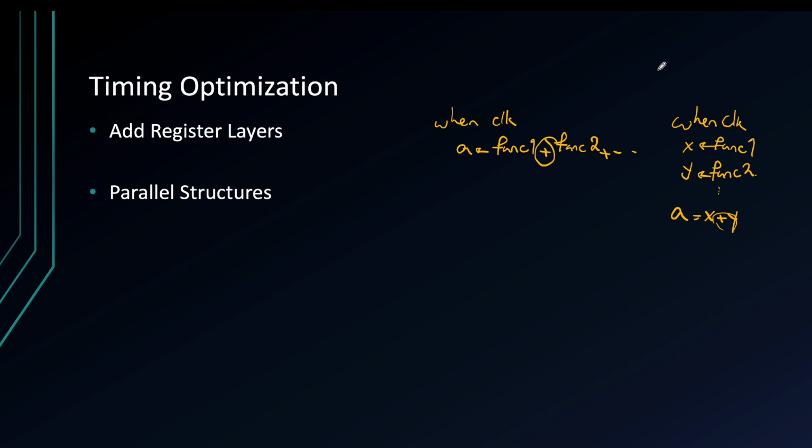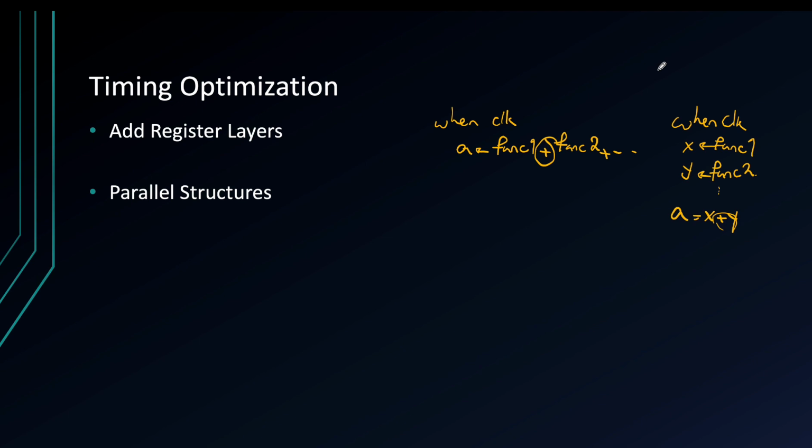The second one is to use parallel structures. This is the second strategy for architectural timing improvement, and it is basically to reorganize the critical paths such that logic structures are implemented in parallel. This technique is better used whenever the function that currently evaluates through a serial string of logic can be broken up and evaluated in parallel.